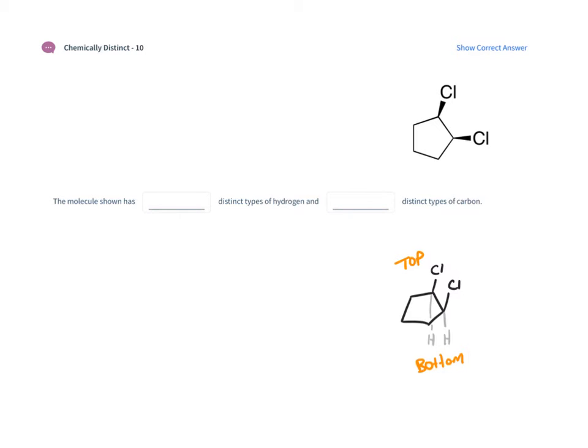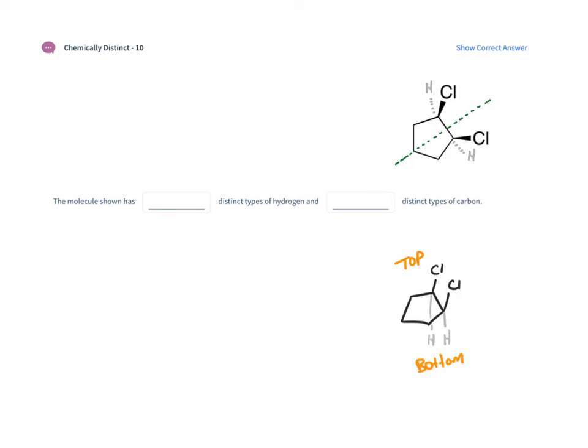So what that means is hydrogen on one side of the ring will be distinct from hydrogen on the other side of the ring. Now this compound does have a plane of symmetry we have to be aware of. The symmetry plane runs right through the middle. Let's draw in the hydrogens. We have a back hydrogen here, a back hydrogen here.